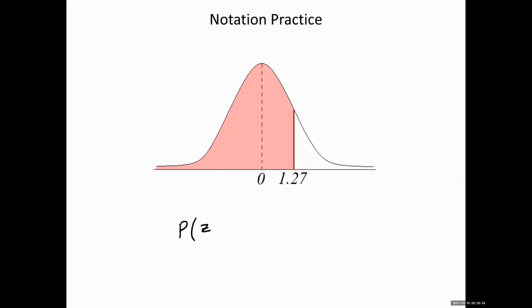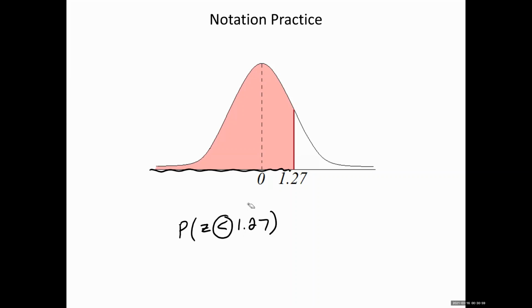Let me say something else before we continue. There's more than one way to write the notation for some of these things, but I'm going to teach you one way so that we're all doing it the same way. Whenever it's the area to the left of a number, you put the letter Z first. Then you're going to put a less than, and then you put 1.27. So why is this the right notation? Because we're shading over these numbers. These are the numbers that are less than 1.27.